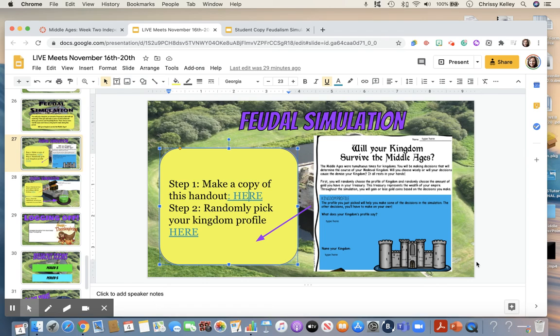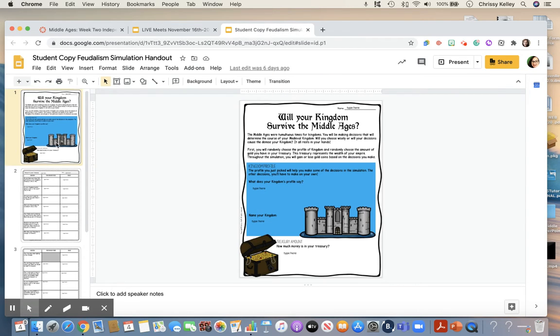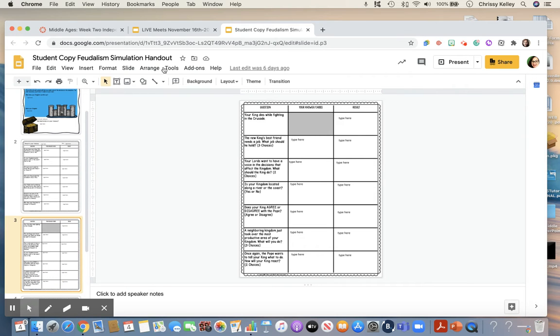All right, everybody, it's simulation time. Now, I know that you already know how to do this, but I just want to go over it with you just in case. So I know you've already made a copy and you've turned this into the assignment link. And this is what your copy will look like.